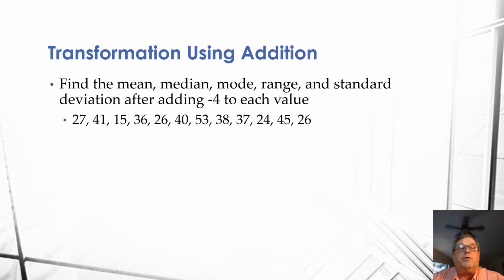Now, when we're transforming just using addition or subtraction, the mean, median, and mode are going to change based upon that transformation. But our range and our standard deviation are going to stay the same. So let's go ahead. We've got this data. We're going to use our calculator, do this transformation, and then do a little analysis of it.